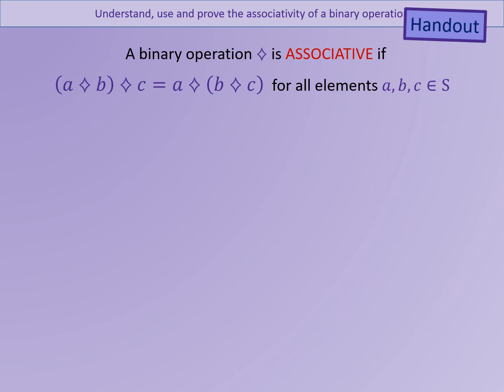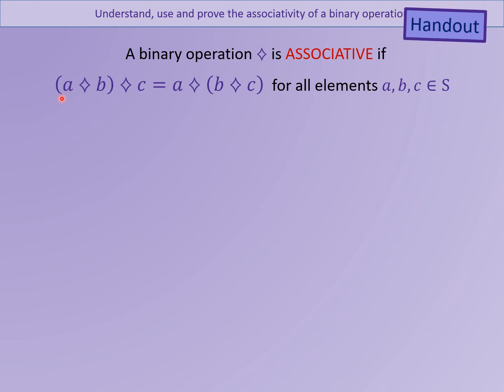So the next definition is associativity. A binary operation is said to be associative on a given set if for all elements A, B and C in that set, the answer is the same whether A operation B operation C is calculated either with the brackets around the A and the B, so calculating that part first, or with the brackets around the B and the C, calculating that part first.